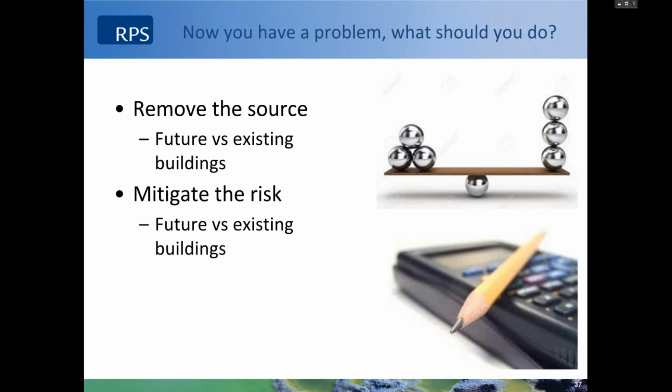And we have these stock internet graphics here. So the pinballs on the teeter-totter represents the trade-off between these two options. And the calculator and the pencil means, you know, is my project going to pencil out? Can I afford to do this? Or which one is more affordable or makes sense for me?